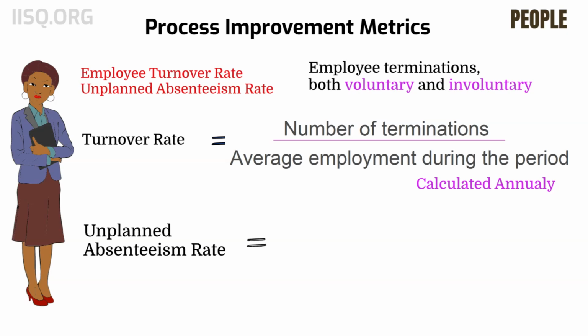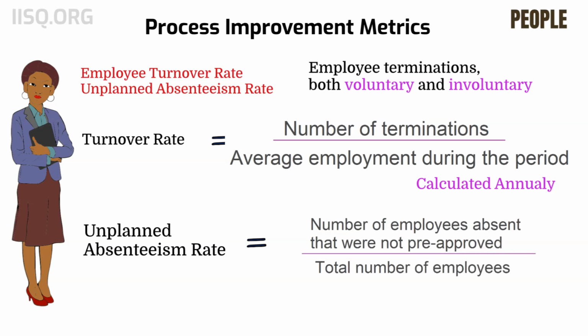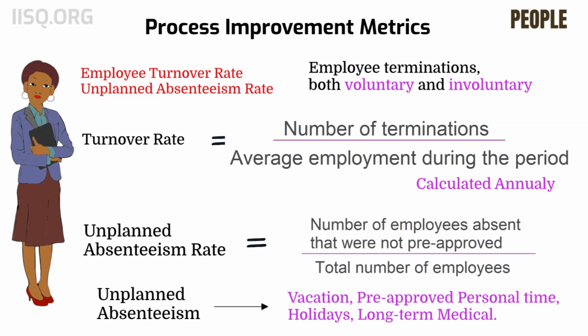The next is unplanned absenteeism rate. Unplanned absenteeism is the number of employees absent that were not pre-approved divided by the total number of employees. Planned absence may include vacation, pre-approved personal time, holidays, long-term medical leave, etc.